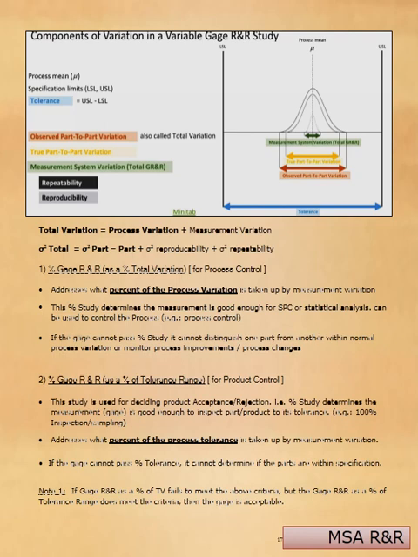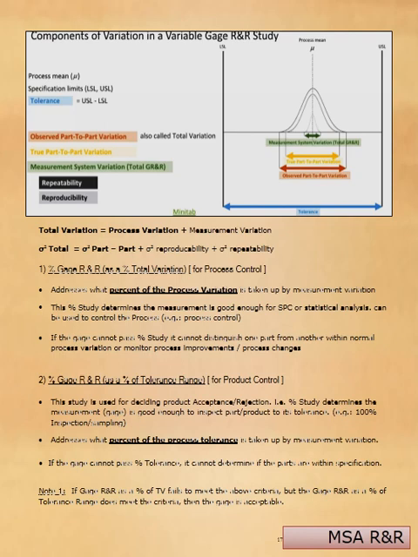Now, percentage gauge R&R for product control. This study is used for deciding product acceptance or rejection. The study determines whether the measurement is good enough to inspect the product to its tolerance. We may conclude whether 100% inspection is required or not. It addresses what percent of process tolerance is taken up by measurement variation. The gauge cannot pass the percentage tolerance if it cannot determine whether the parts are within specification.